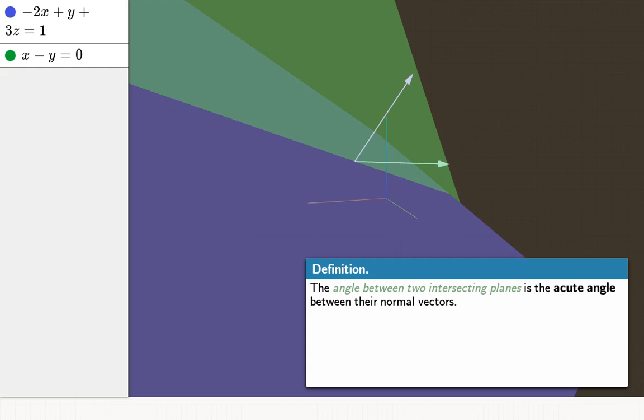And so we can calculate that as arc cos of the dot product of the two normals divided by the lengths. And then if we get an obtuse angle, we just subtract that from pi radians, or 180 degrees.